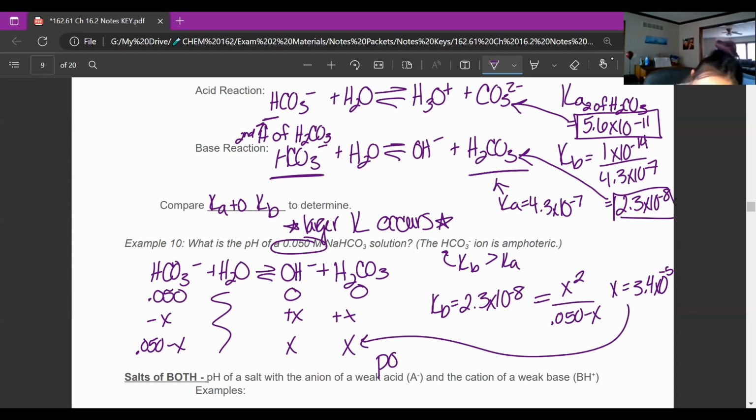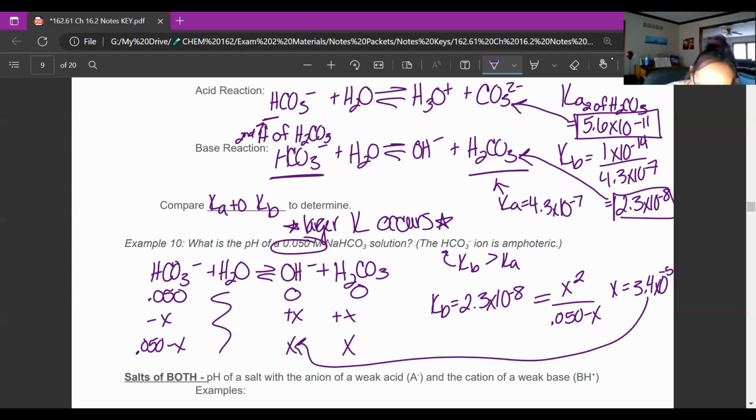Oh, sorry. Nope, I was talking about the hydroxide. That's the one that tells us the pH, right? So I'm going to plug that in here. I get pOH is 4.47. So that means pH is 9.53.